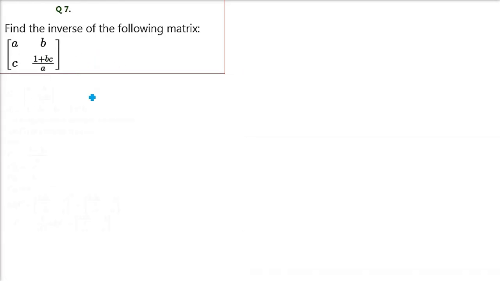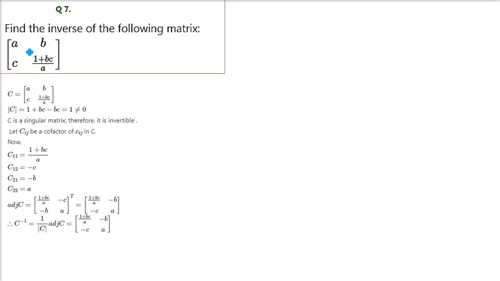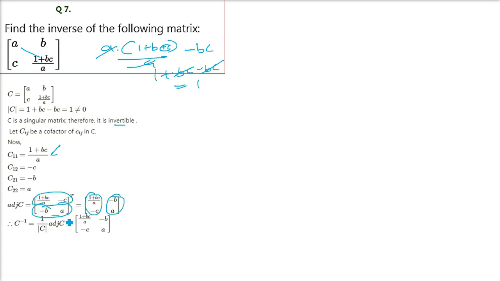Now we have to find out the inverse of this matrix. So we have this determinant A into 1 plus BC by A minus B into C. So A gets cancelled, 1 plus BC minus BC gets cancelled, you get 1. So determinant of C is going to be 1. C is a non-singular matrix, it is invertible. Now when we take the cofactor matrix, you just take the transpose divided by 1, because the determinant will be in the denominator, adjoint will be in the numerator, and that will be your inverse. This is the final answer.